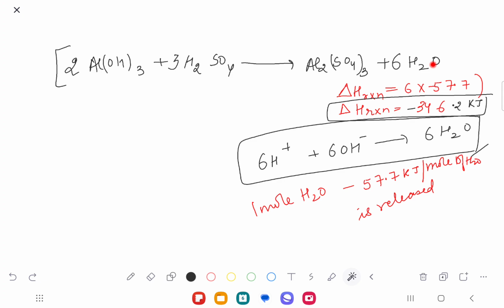So now if I ask you to calculate the energy required or produced during this neutralization, just do this one for me. If I give you this equation, H2SO4 plus Ba(OH)2, and I want you to calculate the amount of energy released during this particular reaction. What do you think would that be?